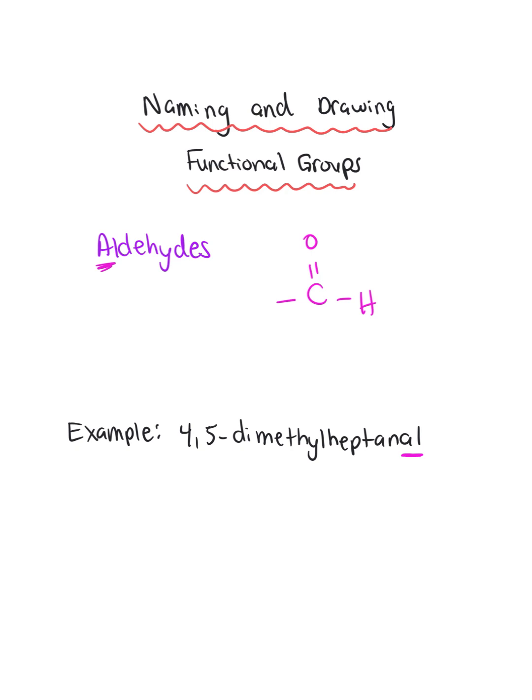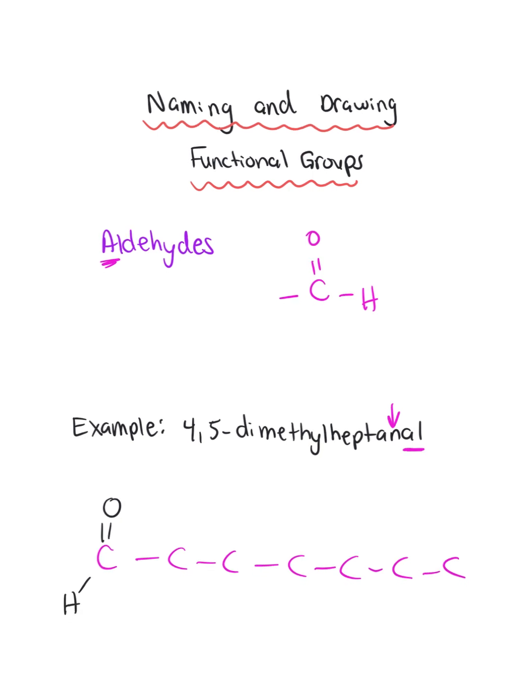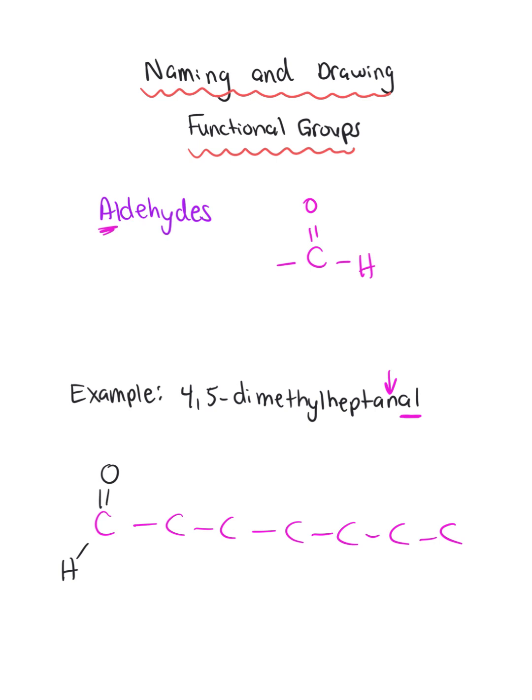So if we look at the parent chain, it is heptanal, and hept is 7 carbons, so I can draw out 7 carbons. It has An in it, meaning they're all single bonded. And if we have the Al ending, that also means that we must have an aldehyde group at one of the ends. I'm just arbitrarily choosing the left side. Wherever that aldehyde is, that becomes your carbon 1.